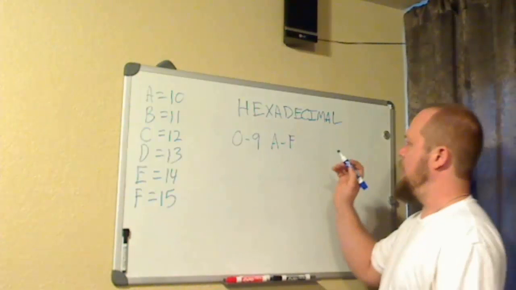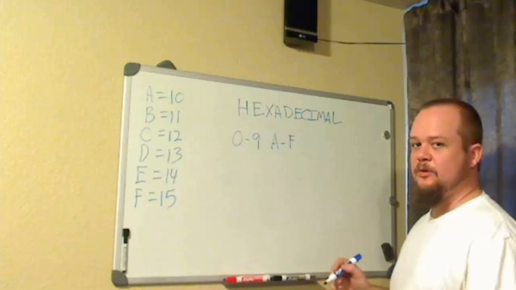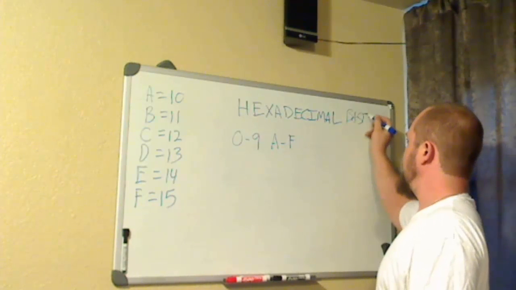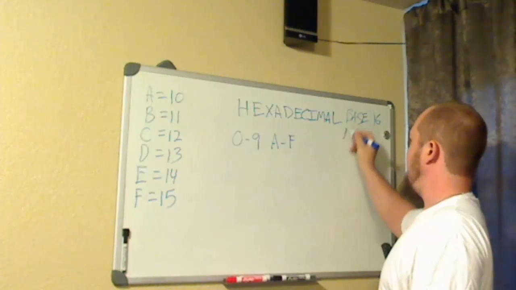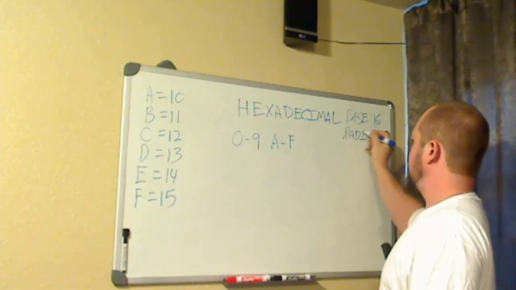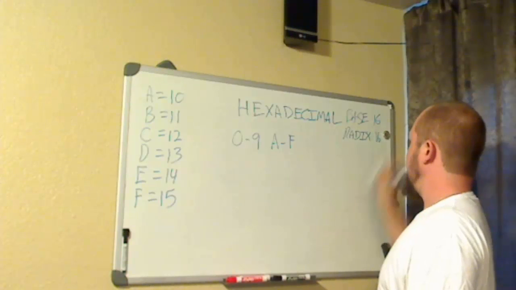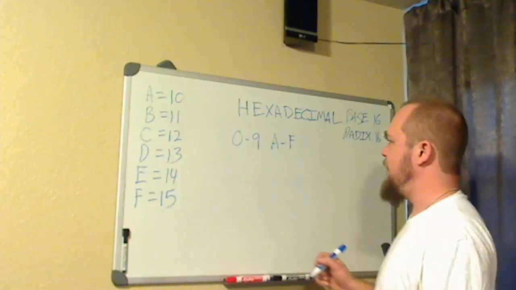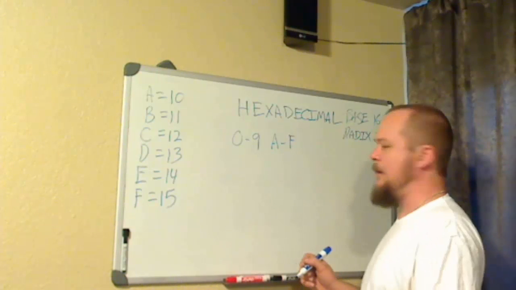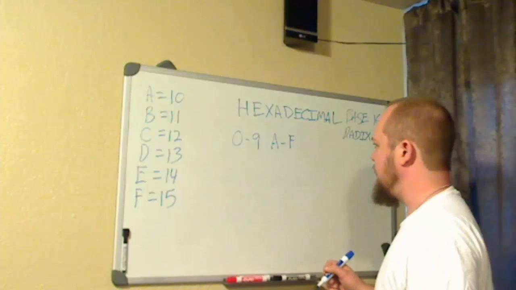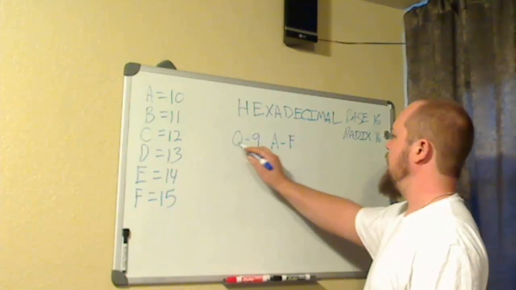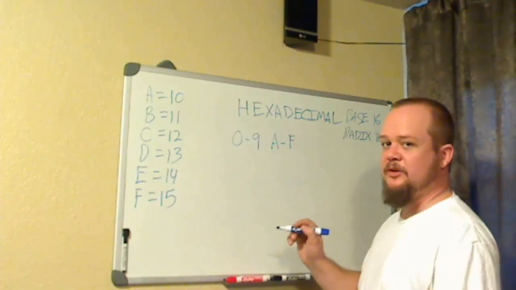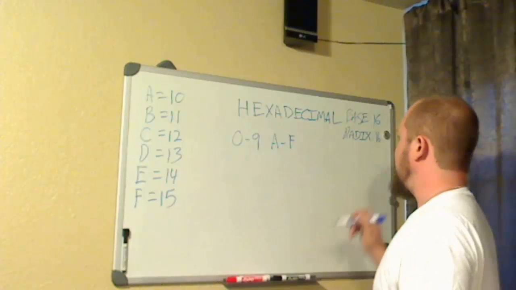Now, the base of hexadecimal is 16, or the radix is 16. The base of a number system is always determined by the number of unique characters used to represent a digit in that number system. So 0 through F is 16 unique characters, which makes it a base 16 number system.